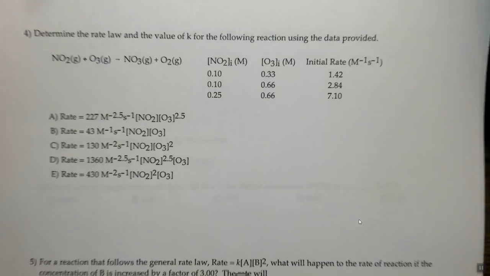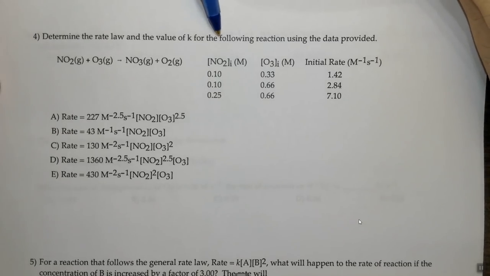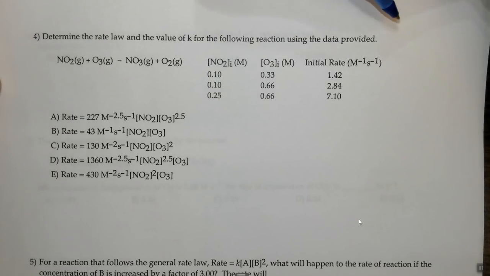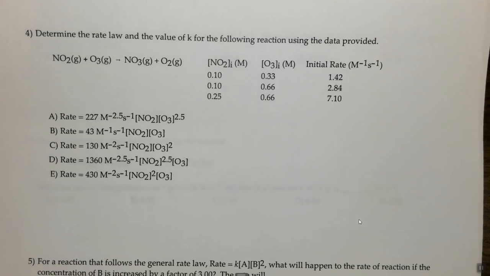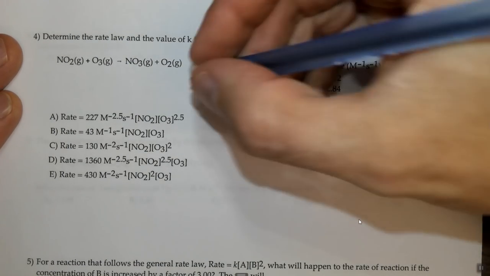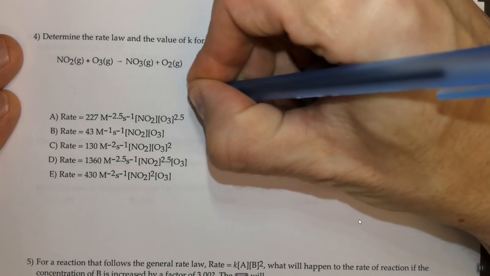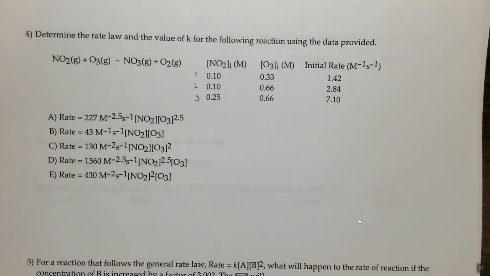So question 4 says, determine the rate law and the value of K for the following reaction using the data provided. This is a very long question, so we're going to have to do a lot of work in order to figure this out. The first thing I want to do is label the 3 different trials 1, 2, and 3 so it's clear where I'm getting the data from.